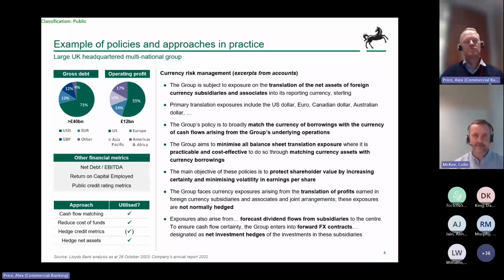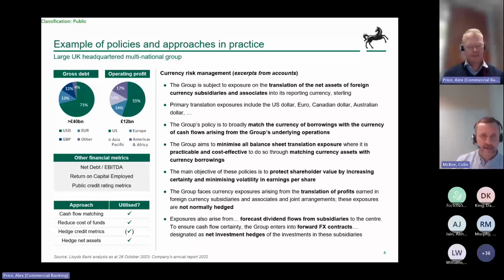So on the next page, we've tried to bring this to life a little bit by looking at some of the public disclosures of a UK listed company. So this is a large UK-based multinational, geographically active in most of the main regions of the world, as you can see from the splits in the chart on the left. So I thought it might be useful to run through these quickly and try and tie them back to some of those concepts that we talked about on the previous page.